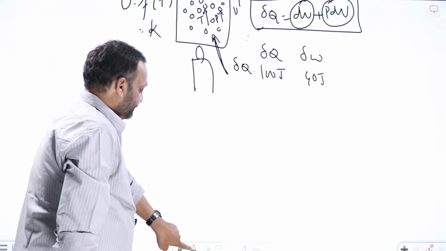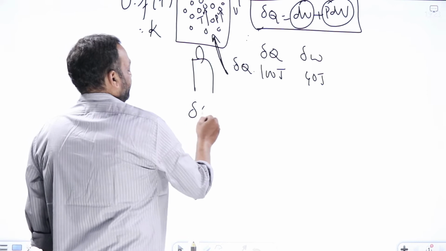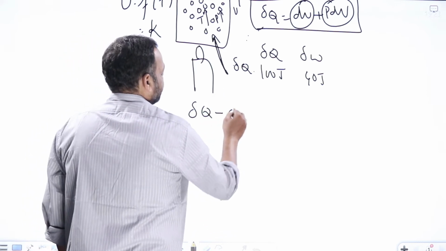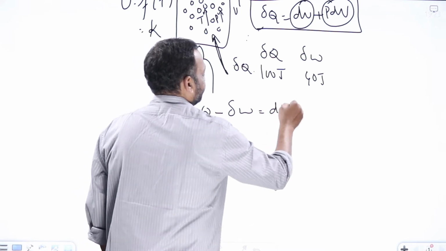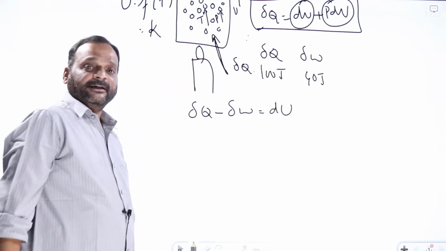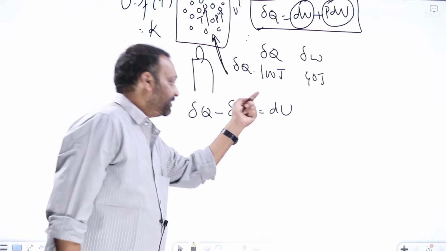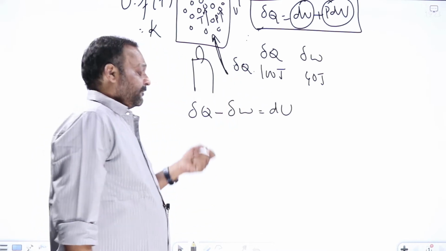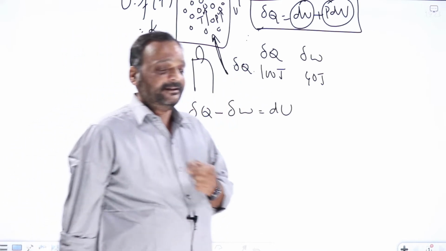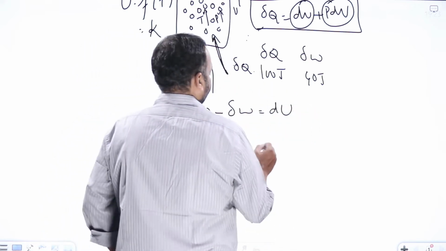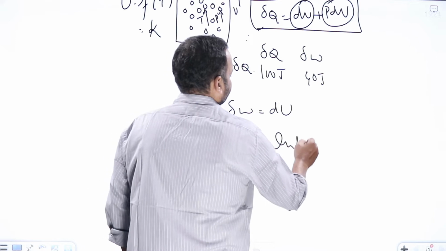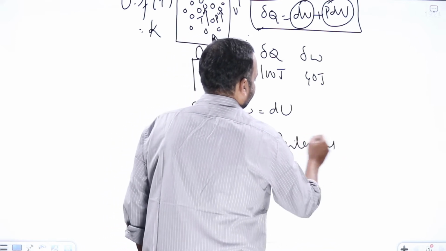Okay, so delta Q is a path function, and delta W, the work done, is also a path function. The difference between them gives you a point function called internal energy, or change in internal energy. So the first law of thermodynamics has given the concept of internal energy. That is the significance of the first law of thermodynamics. It has defined what is known as internal energy.